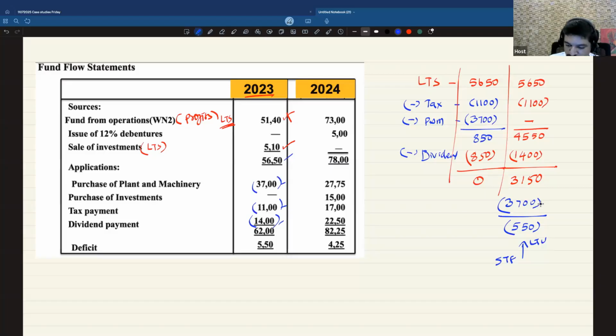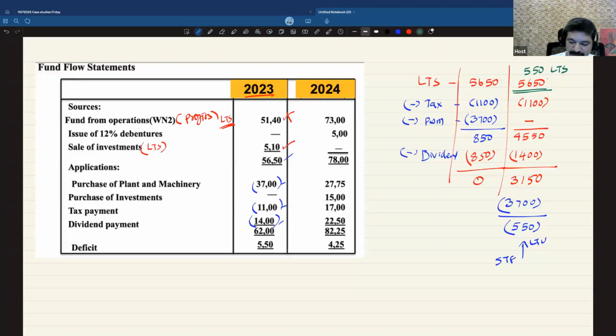Maybe the answer is the cost of the machinery is 3,700. You cannot buy it on a piecemeal basis. Part by part, it is not possible. Okay. So if that is the requirement, what they should ideally have done is make efforts to increase their long-term sources. Now the long-term source is 5,650, right? They should have taken effort to add another 550 in long-term source. Yes or no? They should have taken effort.